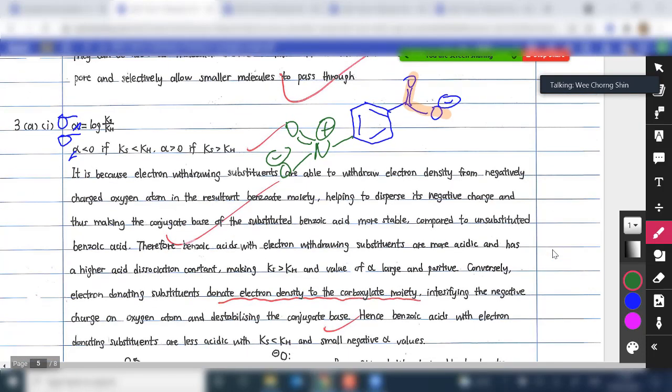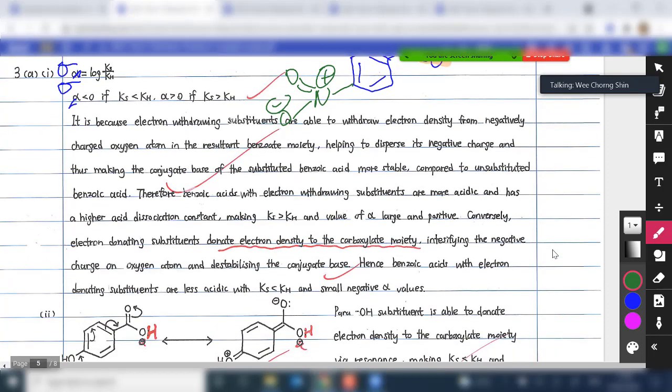But in most cases, students, even our grand seniors, do give similar ideas. Although sometimes we can close one eye, you might want to avoid writing things, for example, donate electron density to the carboxyl.